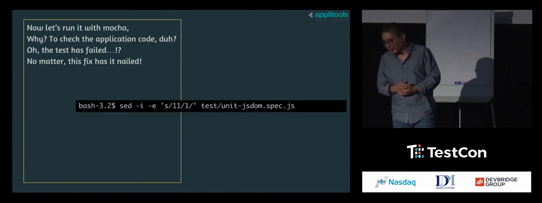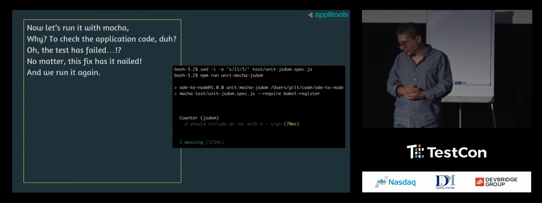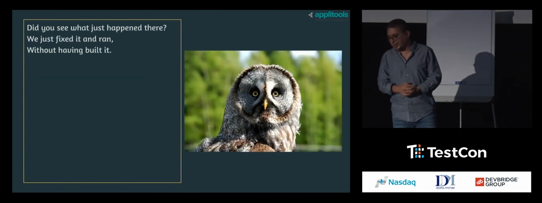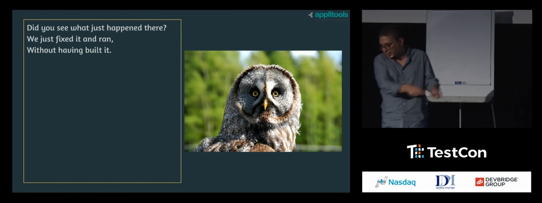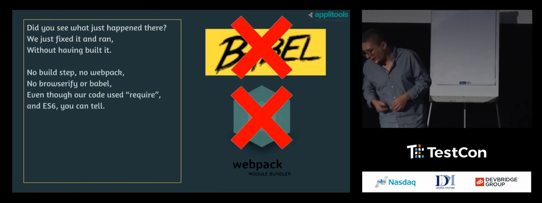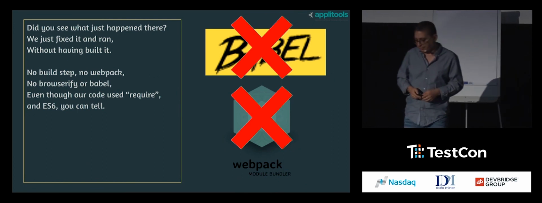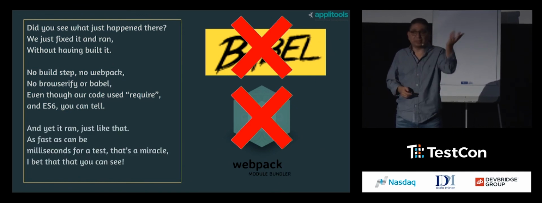Oh, the test has failed. No matter. This fix has it nailed. And we run it again. We're green, so let us say amen. Did you see what just happened there? We just fixed it and ran without having built it. No build step, no Webpack, no Browserify, no Babel, even though our code used require and ES6, you can tell. And yet it ran just like that.